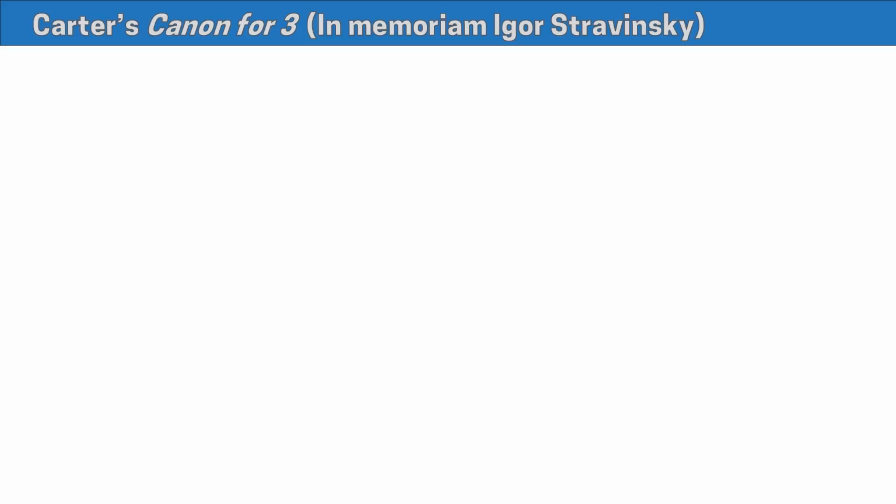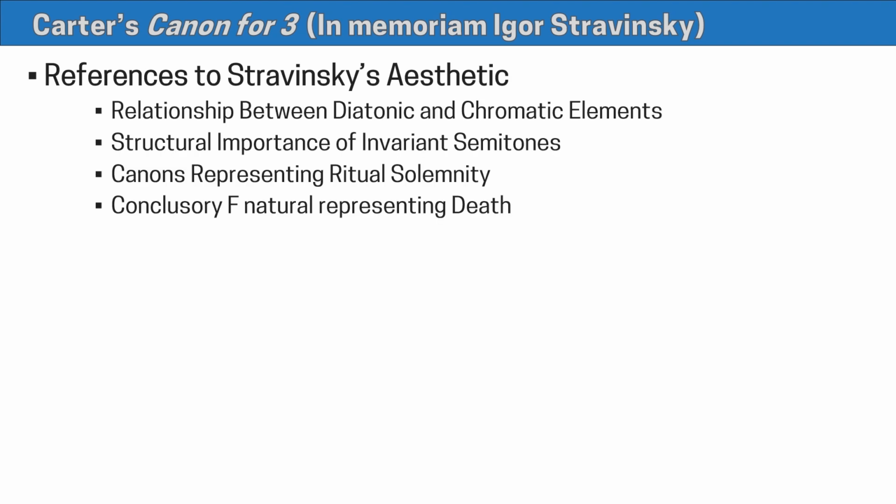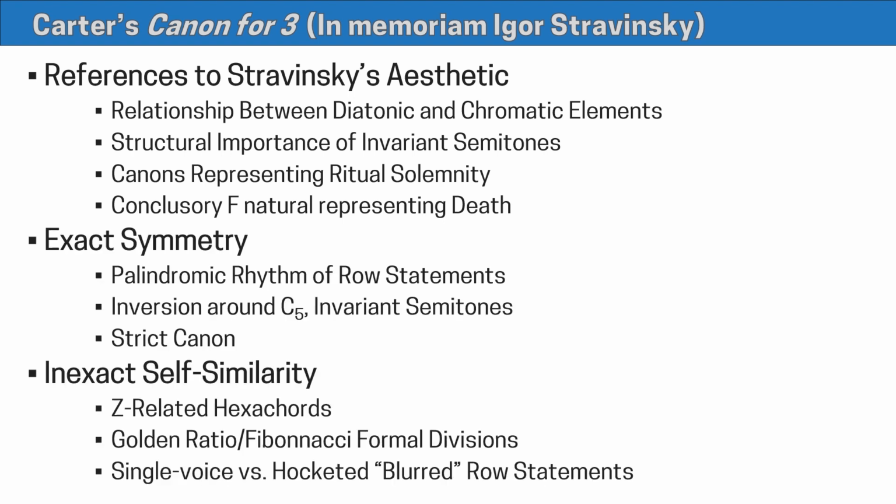As we have explored, Carter's canon features explicit references to Stravinsky's compositional aesthetic, as well as a structural contrast between exact symmetry and inexact self-similarity. The outline on screen summarizes how various elements of the piece contribute to these aesthetic aims. Feel free to pause the video and look over this list.